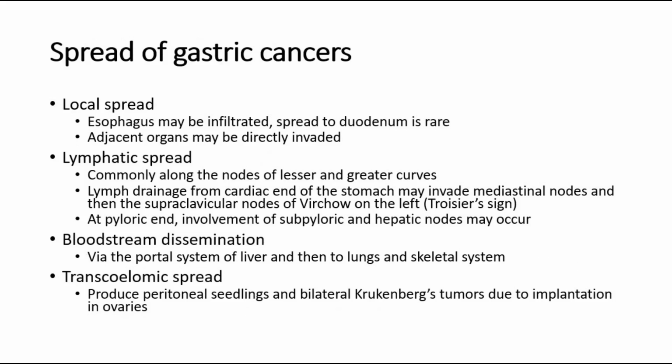Gastric cancers can spread through local spread, lymphatic spread, commonly along the nodes of lesser and greater curves. Lymph drainage from cardiac end of the stomach may invade mediastinal nodes and then the supraclavicular nodes of Virchow on the left. At pyloric end, involvement of subpyloric and hepatic nodes may occur. Bloodstream dissemination, via the portal system of liver and then to lungs and skeletal system. And transcoelomic spread, produce peritoneal seedlings and bilateral Krukenberg's tumors due to implantation in ovaries.